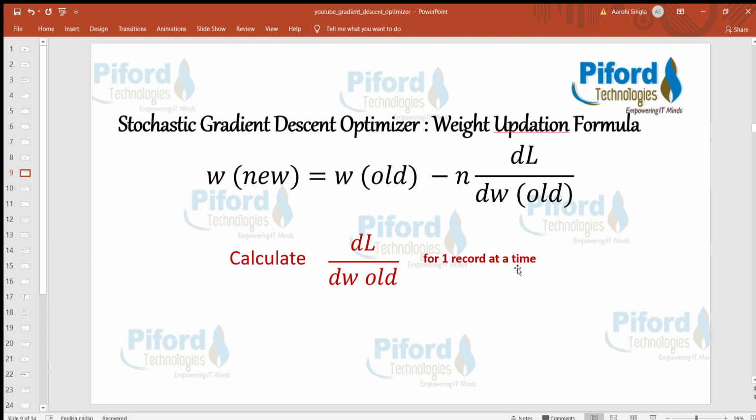So in the gradient descent optimizer, we update a weight on the basis of the whole data set, and in the stochastic gradient descent optimizer, we update a weight on the basis of one record at a time. That means we calculate the loss for one record, and on the basis of that particular loss we update the weight. This is the only difference between the gradient descent optimizer and the stochastic gradient descent optimizer.